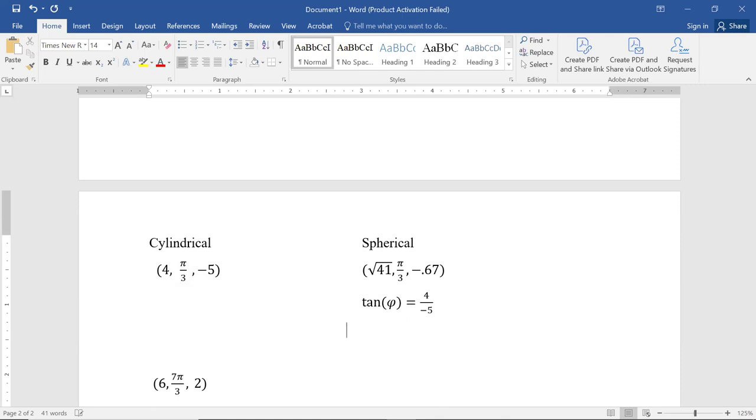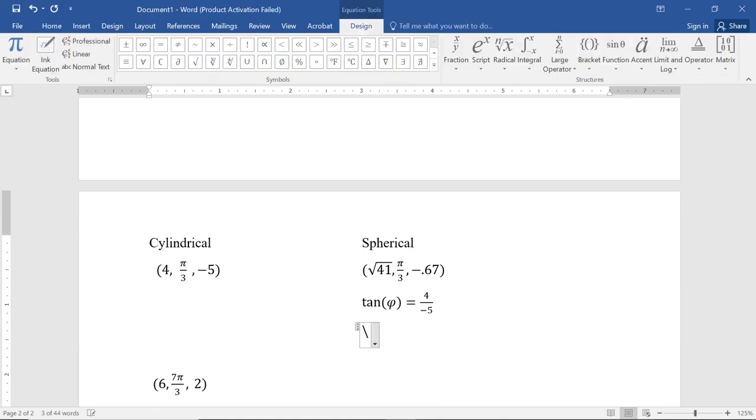If you didn't follow that, basically rho squared is equal to 4 squared plus negative 5 squared.